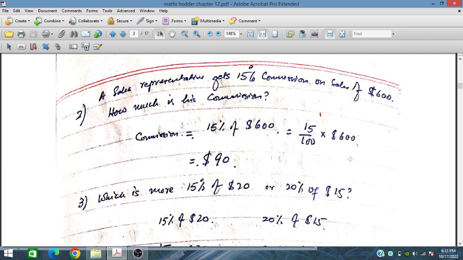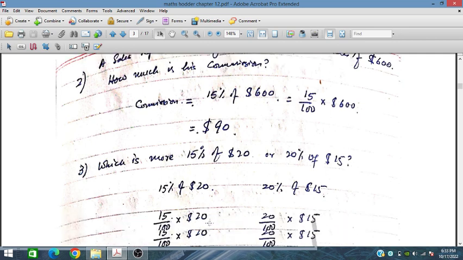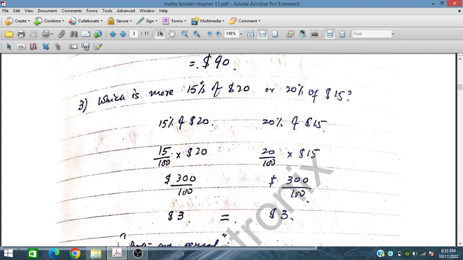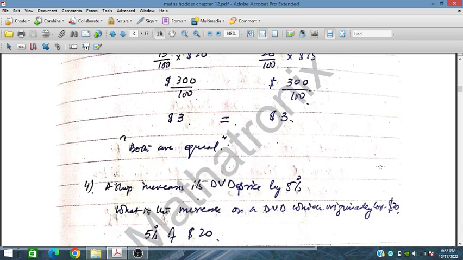Which is more, 15% of $20 or 20% of $15? So we'll show it here. 15 divided by 100 multiplied by $20, 20 divided by 100 multiplied by $15. So we are getting this. So they are the same. Both are equal.